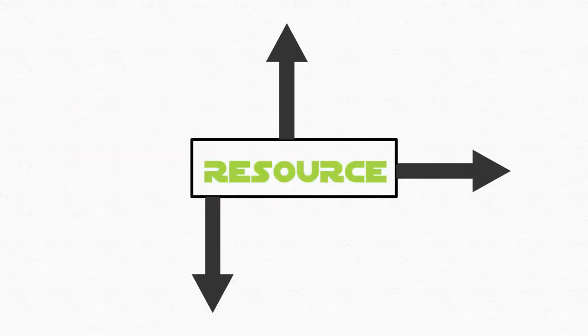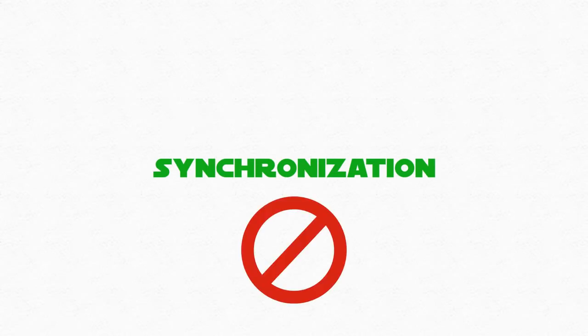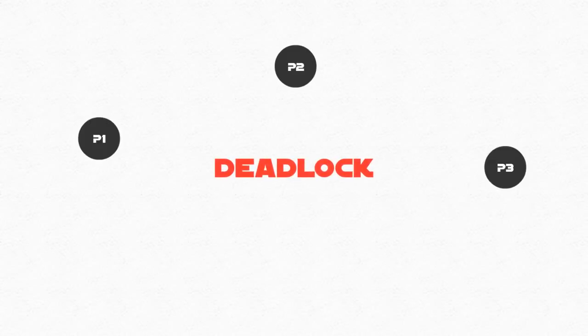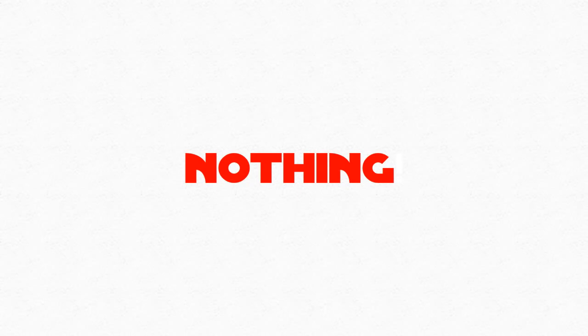So, now we know how resources are shared over a single process. How do we cope with multiple processes? There needs to be synchronization so that none of the following problems occur. Deadlock is a problem where no process is willing to release their resources, so everything is in a locked state. This means nothing is happening and is a real problem.